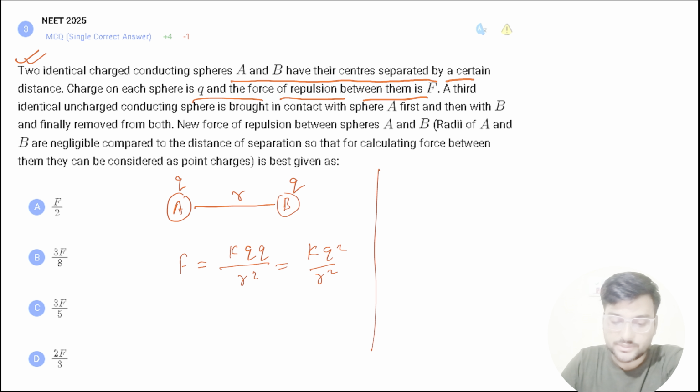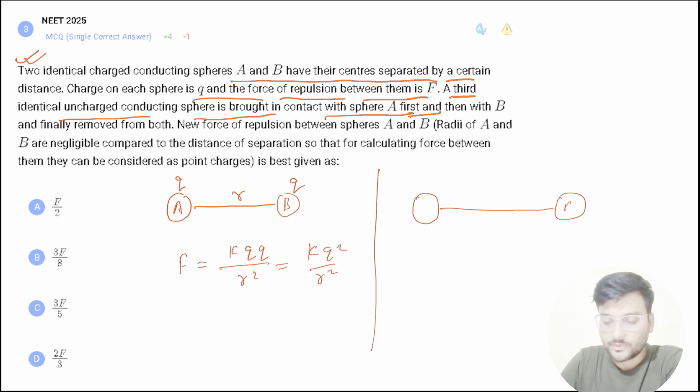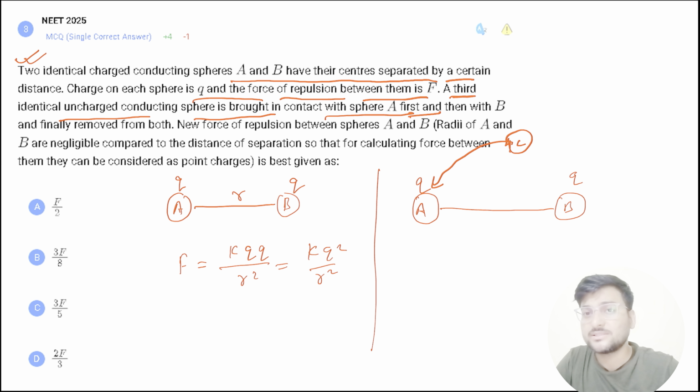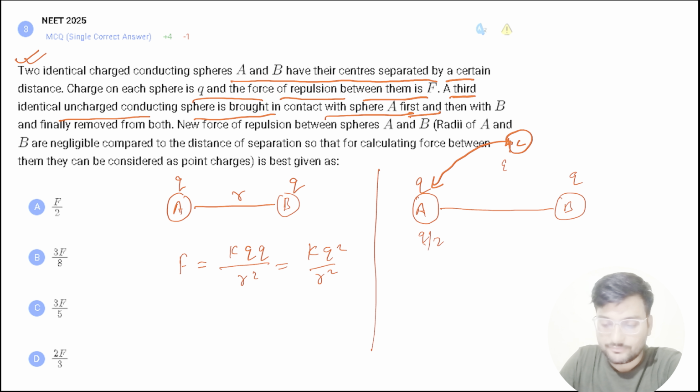Case 2 says that a third uncharged conducting ball is brought in contact with A. Whenever the third charge is uncharged and of the same type, A and B have charge Q each, right? So when they contact, both charges share their charge in equal amounts. So this charge becomes how much? That is Q by 2, and this charge also Q by 2 after contacting, right?